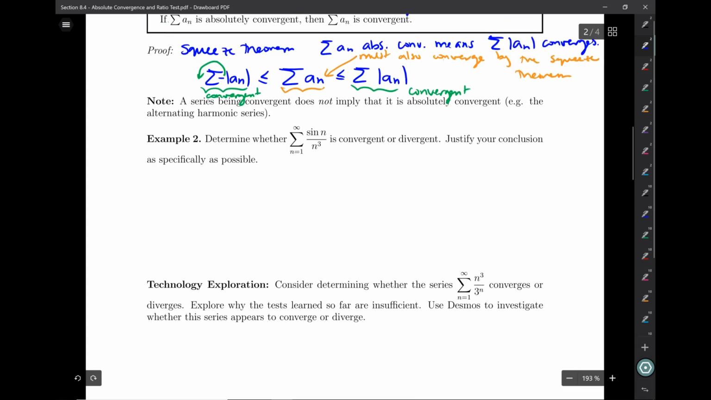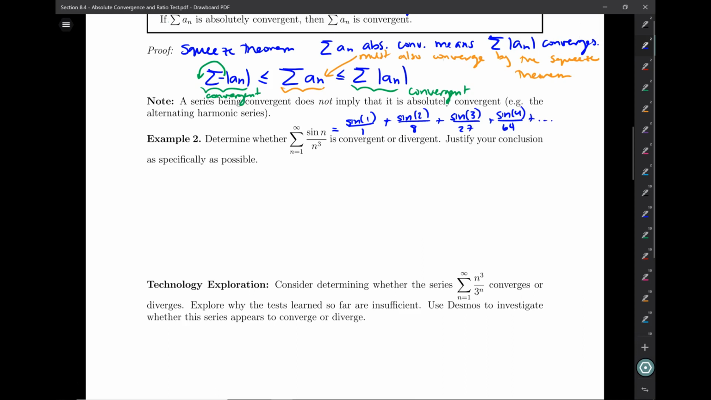Let's take a look at another example. Determine whether the series sine of n divided by n cubed is convergent or divergent. And we're going to, as always, justify our conclusion as specifically as we can. So looking at this particular series, if I were to write this out, starting at 1, it would be sine of 1 over 1, plus sine of 2 over 2 cubed, which would be 8, plus sine of 3 over 3 cubed, which would be 27. I'll just go ahead and write one more out. Sine of 4 over 4 cubed, which would be 64, dot, dot, dot.